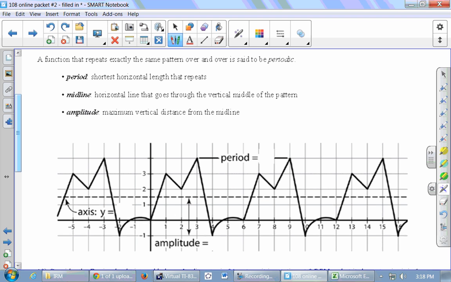The period is the shortest horizontal length that repeats. So to find the period, what you want to do is pick one point and then move over until you find the corresponding point on the next cycle. So the period is just that horizontal distance in there. Now there wasn't anything special about the point that I picked there. We could just as well have picked this point and then its partner. That horizontal distance is the same as the purple one.